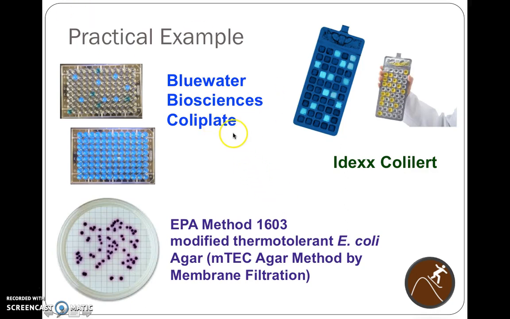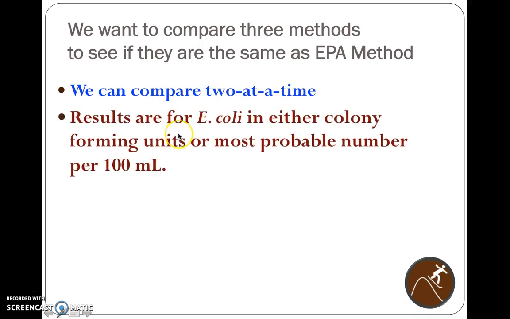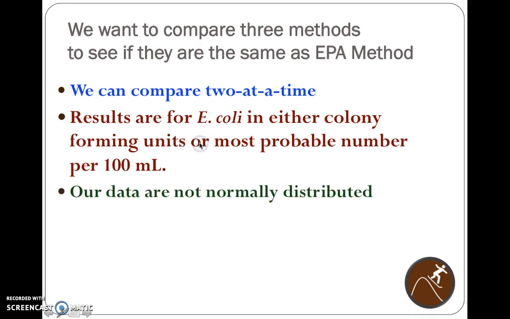So let's say we want to compare the Blue Water Biosciences Coley plate versus EPA method 1603 going forward. If we want to compare the three methods to see if they are the same as the EPA method, or the two methods to see if they're the same as the EPA method, we could compare them two at a time. Now the results were recorded for E. coli in colony forming units or most probable number per 100 milliliters. We'll treat those as the same.